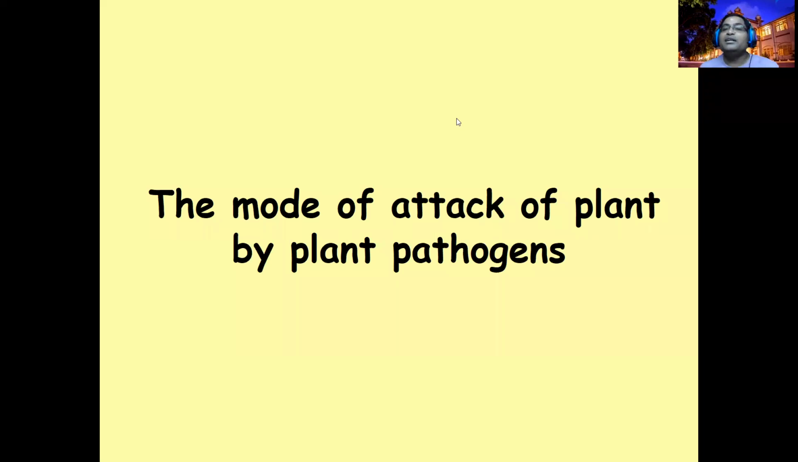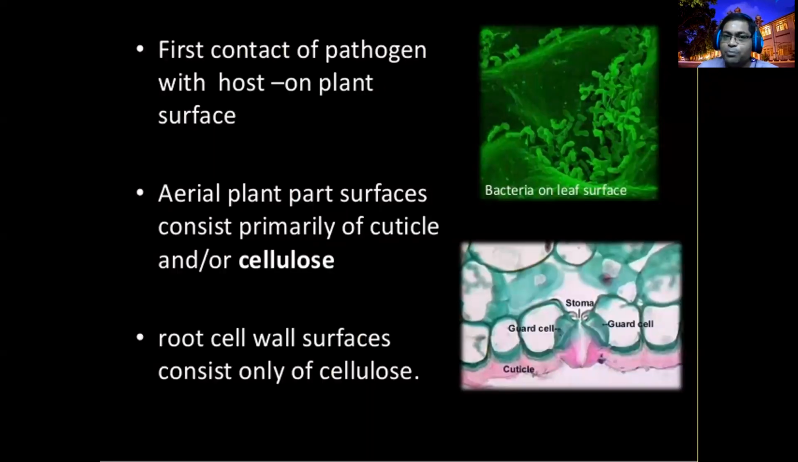Mode of attack of plants by plant pathogens. Right? This is an important topic. So how does a plant pathogen attack its host? What is the way they are using? What are the chemicals or weapons they are using? Sometimes we call them weapons of plant pathogens. Right? Weapons of plant pathogens. So we will go from the outside to the inside.